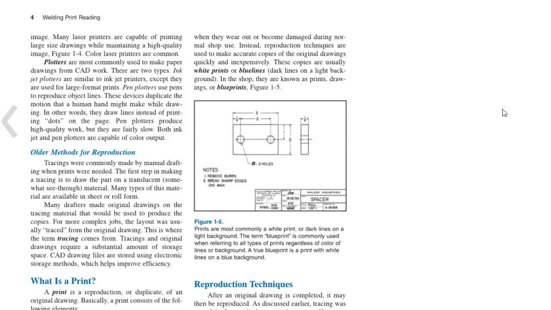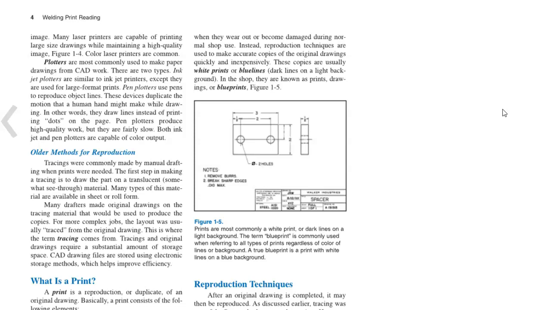Plotters are most commonly used to make paper drawings from CAD work. There are two types. Inkjet plotters are similar to inkjet printers, except they are used for large format prints. Pen plotters use pens to reproduce object lines. These devices duplicate the motion that a human hand might make while drawing. In other words, they draw lines instead of printing dots on the page. Pen plotters produce a high quality work, but they are fairly slow. Both inkjet and pen plotters are capable of color output.